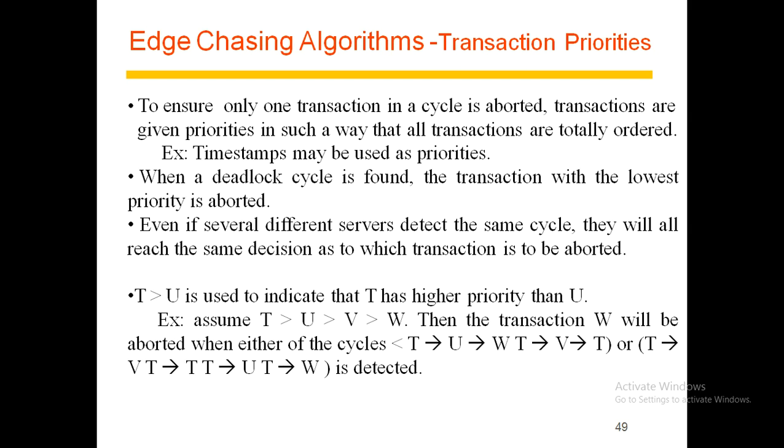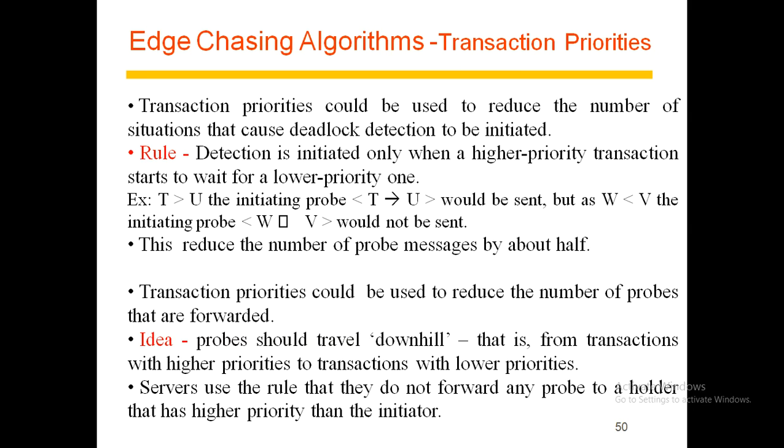In the above example, assume T is greater than U, which is greater than V, which in turn is greater than W. Then the transaction W will be aborted when either of the cycles is detected, that is T to U, U to W, W to V, and V to T, or cycle W to V, V to T, T to U, U to W.